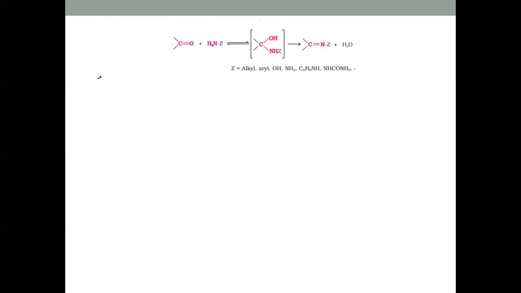Suppose Z is H; this is the reaction, as shown here. Z is H, that means ammonia. This is a reagent name, NH3. So what is the carbonyl derivative which is being formed here?